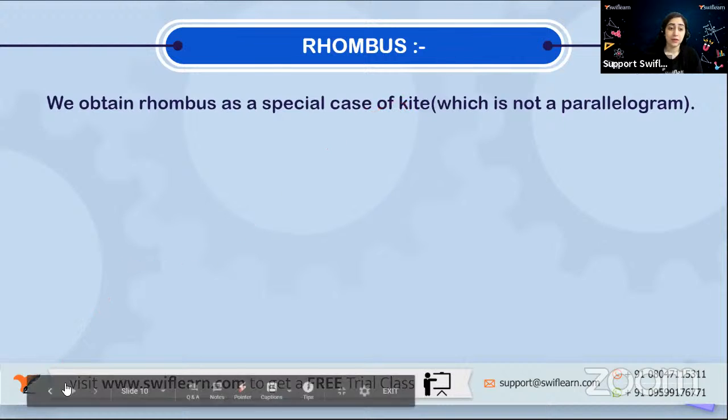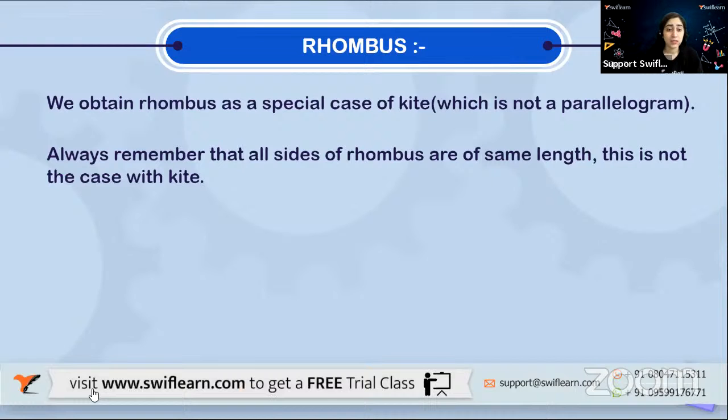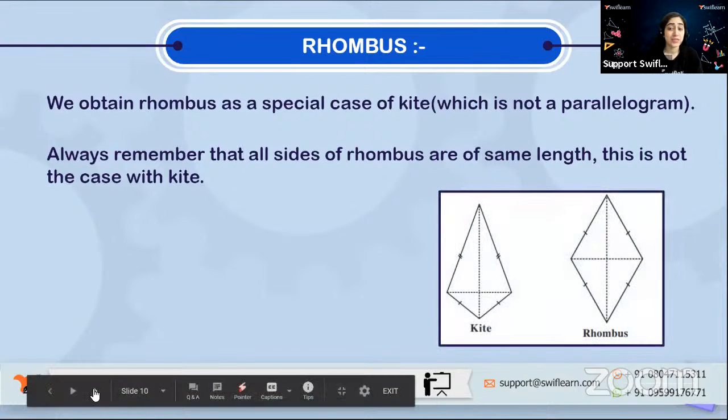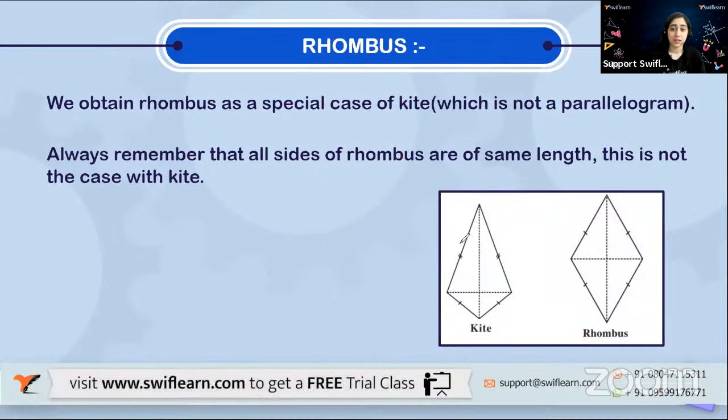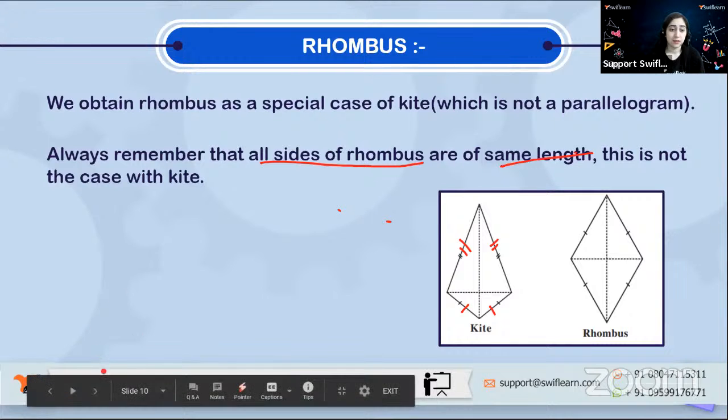We have done that. So now always remember that all the sides of the rhombus are of the same length. It is not like the case of a kite. See, that's what I was telling you, that in a kite, this side and this side are equal and this side and this side are equal. But whereas in a rhombus, all the four sides are of the same length. Okay. What else is there in the rhombus?